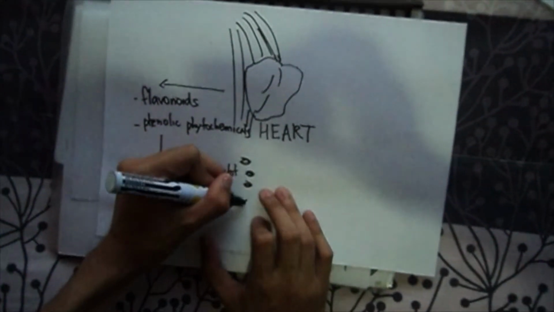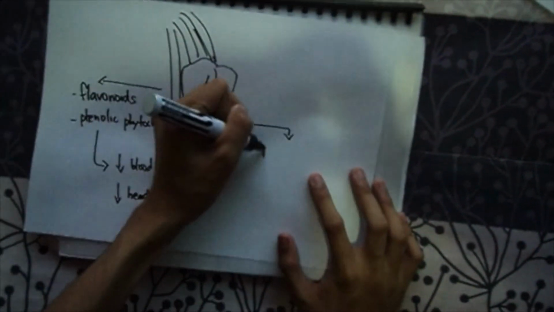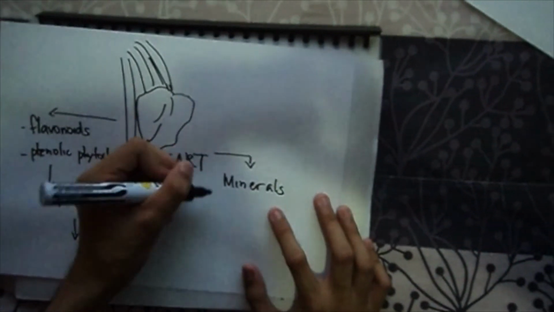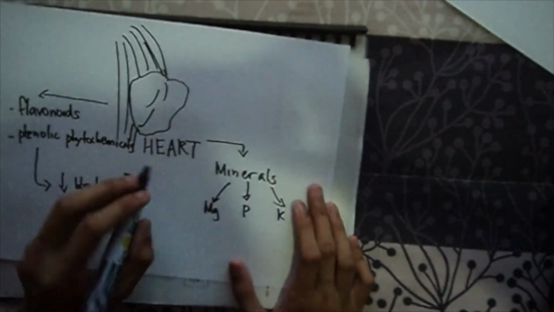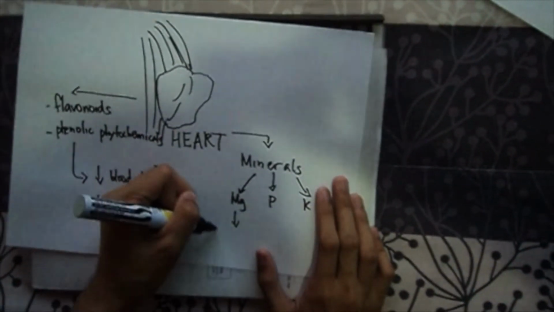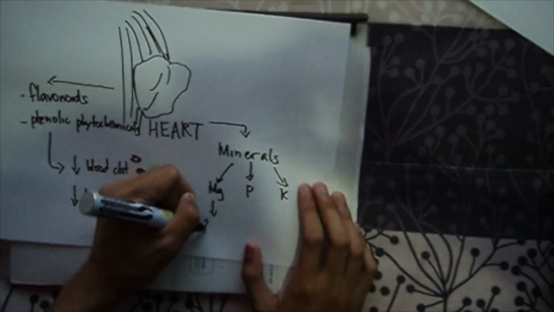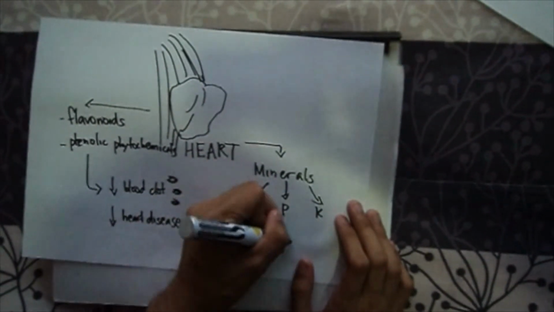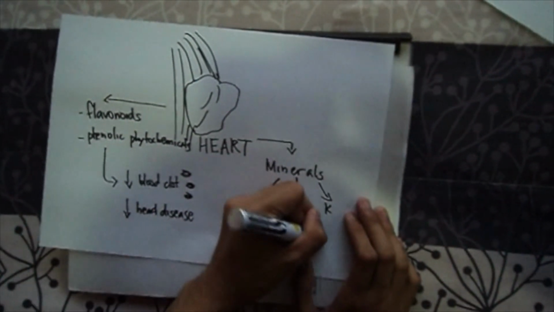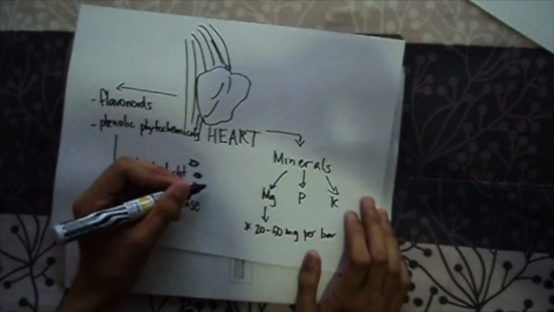They're also a good source of antioxidants. Chocolate is also a source of minerals like magnesium, potassium, and phosphorus. Magnesium, of course, is responsible for the metabolism and well-being of our human bodies. In a given amount of dark chocolate, there's about 25 to 50 milligrams per bar.